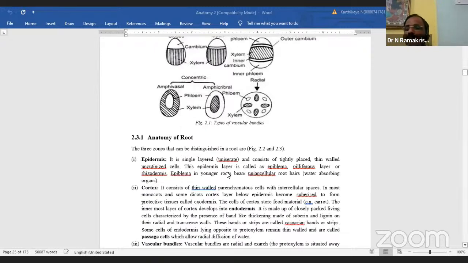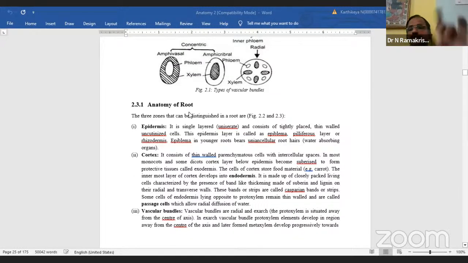When I'm taking the section cutting in the root, generally there are 3 steps. Now you see here this is the anatomy of a root. When we are taking a section of a root system or stem system, there are 3 steps. One is the epidermis, a common point. Second is the cortex. Third is the vascular bundle. These 3 points are most important.